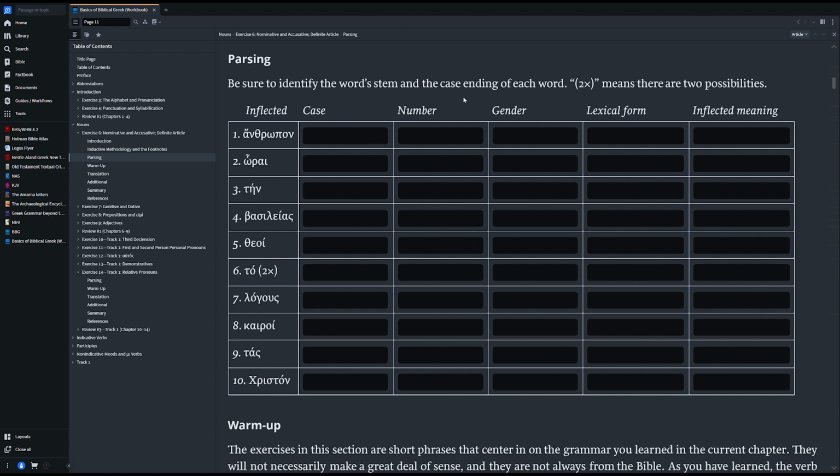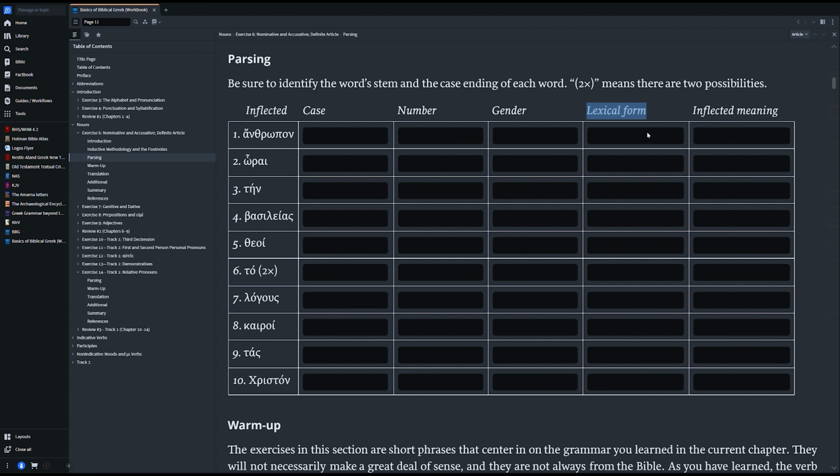this is parsing. The Mounts has a little chart like this, and yours will probably look a little different, obviously because mine's digital. But you should still have the question, right? The number you're doing. Case number 1 is anthropon. And then you'll have case number, gender, lexical form, and inflected meaning. Okay, we're going to start with lexical form first. I think that's the best place to start.